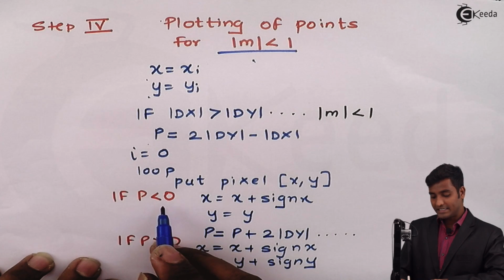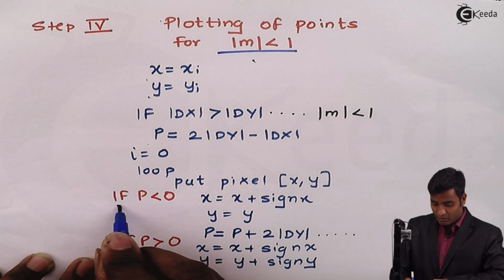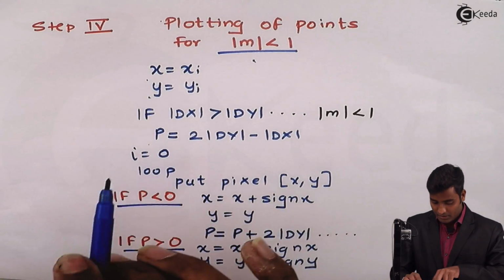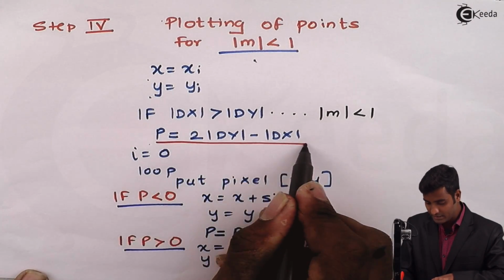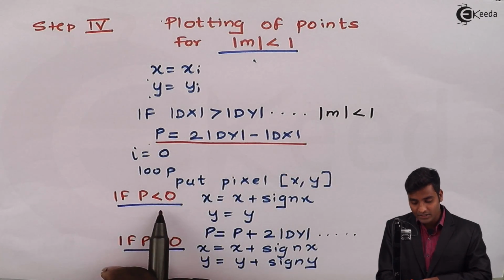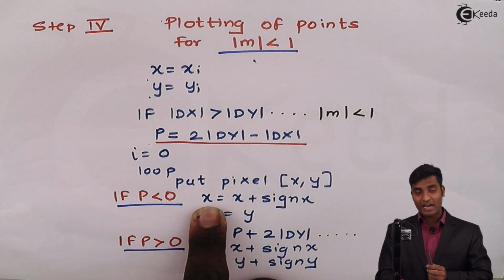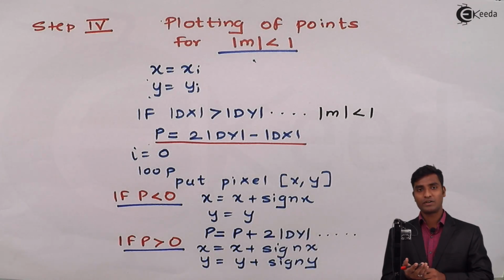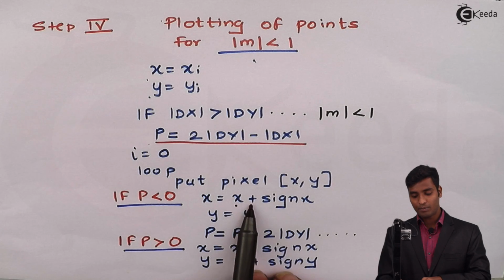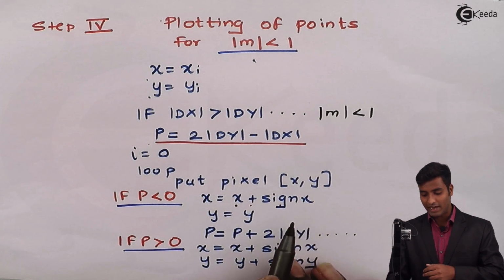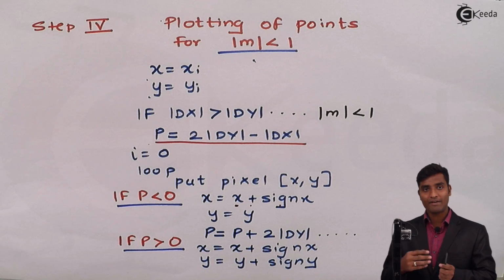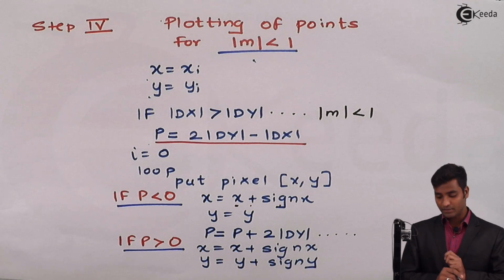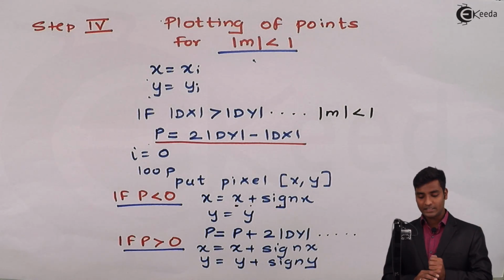And the distance parameter also has two conditions, that is p less than 0 and p greater than 0. So when I get the values of p, if it is less than 0, in that case the value of x will be x plus sign x, which means that sign x is plus 1 or minus 1. So the original value of x plus sign x, so I have to add the value of sign x to this x, so I will get the coordinate of x, and the y coordinate value will remain unchanged when the distance parameter is less than 0.